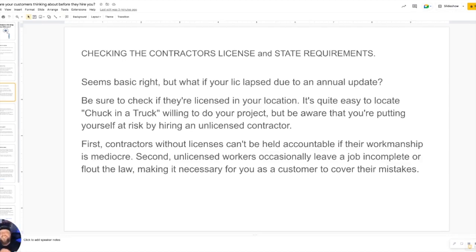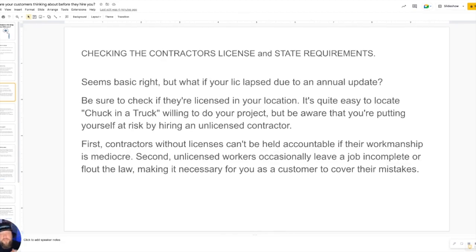So checking the contractor's license and state requirements. I believe that there's a certain segment of people out there that probably do this. They're going to check your reviews. Maybe they want to make sure that you're licensed. I mean, I'm in Florida. I can't tell you the amount of bad press that we see in the newspaper about contractors stealing people's money. So make sure, I know this seems super basic, make sure your license is up to date. If you're in a state, of course, that has a state license or whatever your state requirements are.